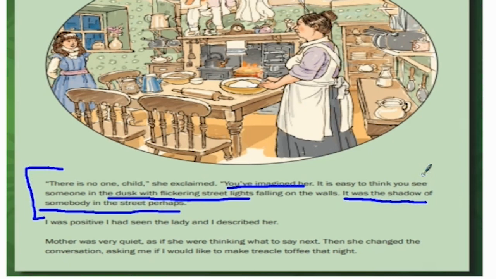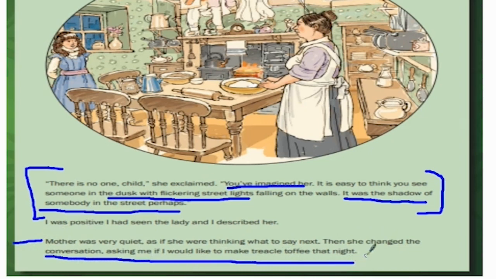She doesn't think Penelope's seeing things and it's a trick of the light, that she's seen a shadow and Penelope's imagination is running away with her. "I was positive I had seen the lady and I described her." Mother was very quiet, as if she was thinking of what to say next. Then she changed the conversation, asking me if I would like to make some treacle toffee that night. So her mother really doesn't give her any time, doesn't believe her, and thinks that Penelope needs to rein in her imagination a little bit.